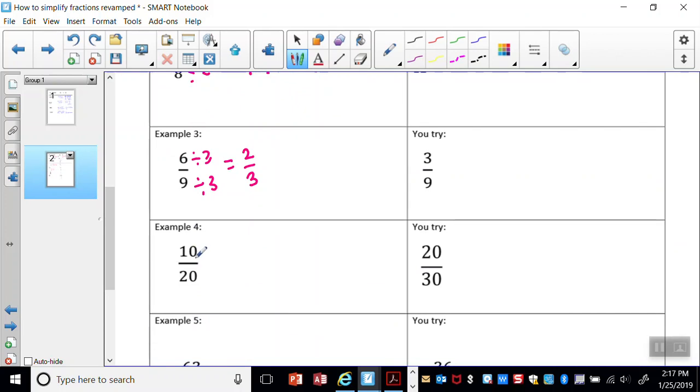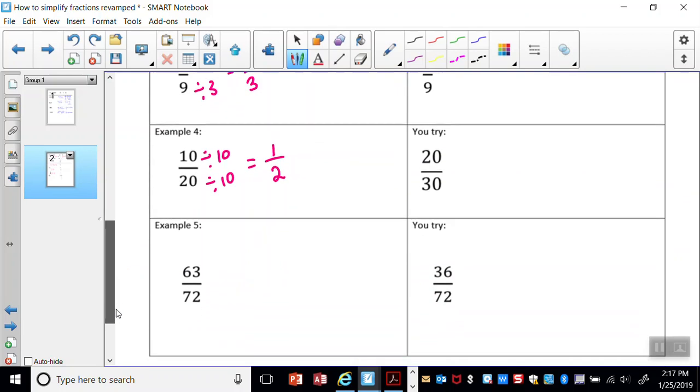Example 4. We all know that by the divisibility rule, if the number ends in 0, it is divisible by 10. So I can divide the top number by 10, the bottom number by 10. 10 divided by 10 is 1, 20 divided by 10 is 2, so it is 1/2.